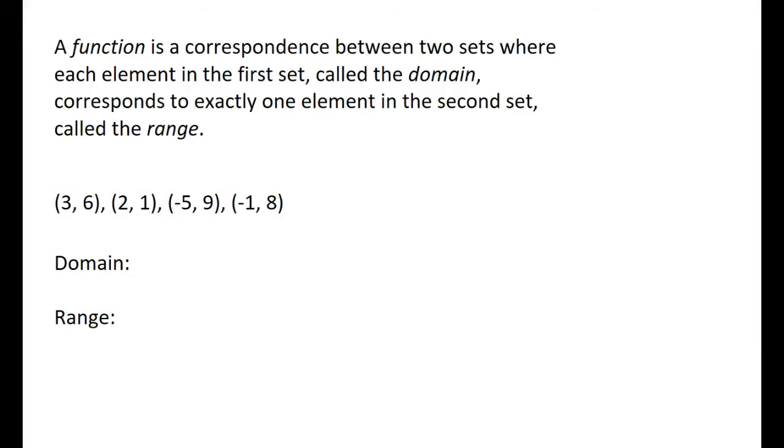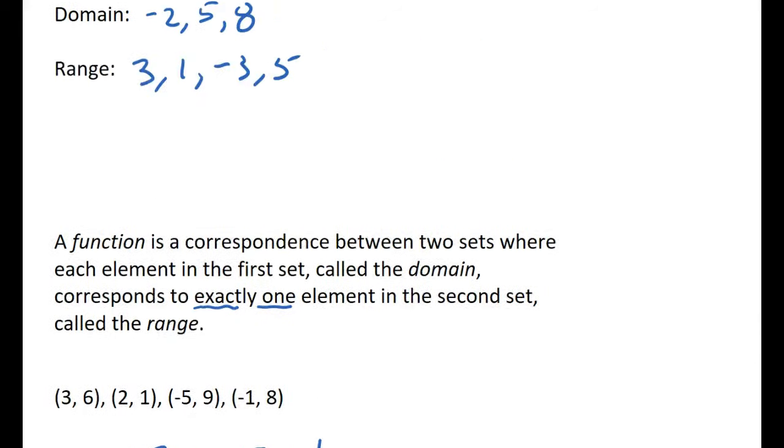Now a function is a special case of a relation. A function is a correspondence between two sets where each element in the first set, called the domain, so that's the same as a relation, corresponds to, and here's the difference, exactly one element in the second set. So in a relation, each number in the domain could correspond to more than one element in the range. And now with a function, it can only correspond to exactly one element in the range. So here's our domain, 3, 2, -5, -1, and here's our range, 6, 1, 9, and 8.